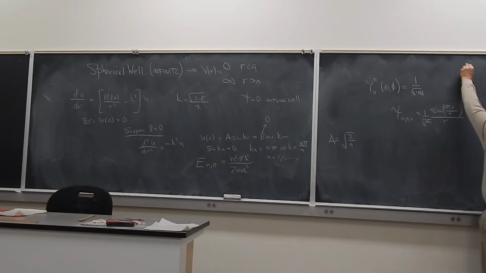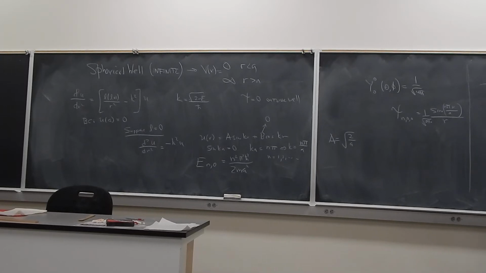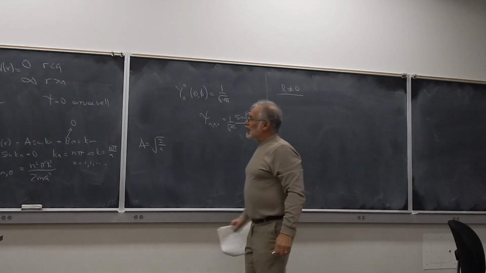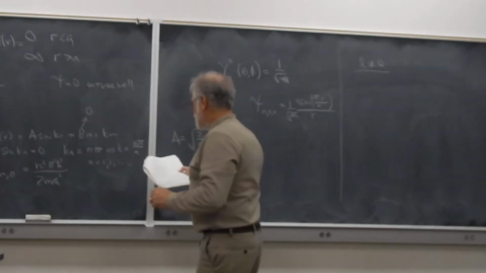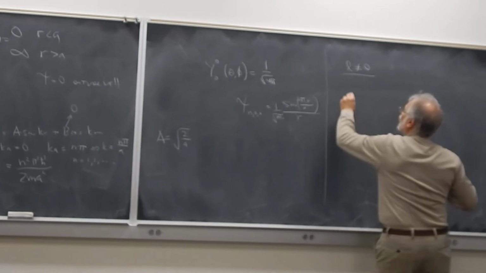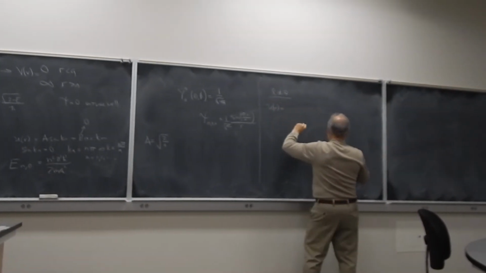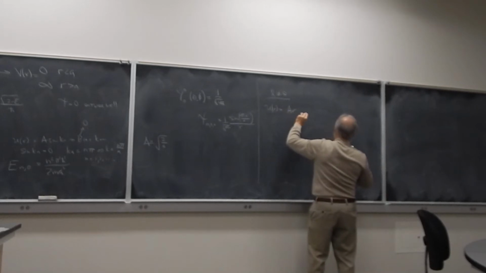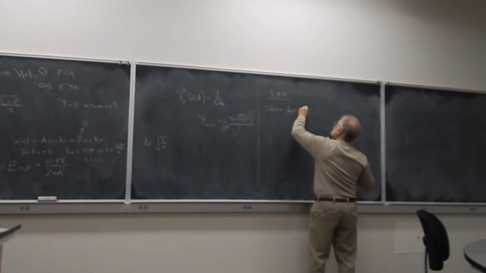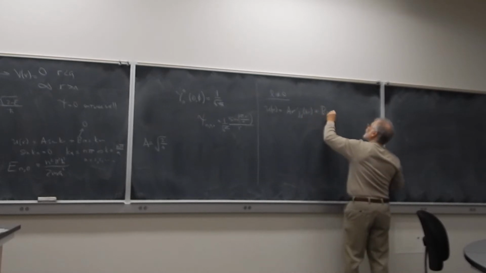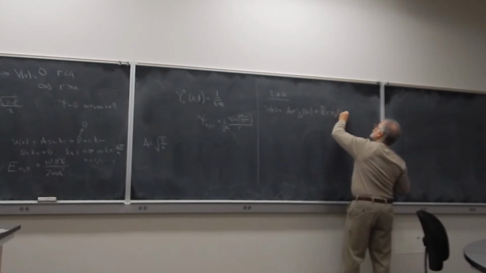Now, suppose L isn't 0. That was a really simple case, but suppose L isn't 0. I'm looking for the general solution of this radial equation, and it turns out that I can write it as u of r is equal to A times r j sub l of kr plus B times r n sub l of kr.